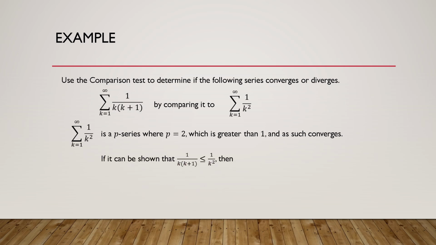If it can be shown that 1 over k times the quantity of k plus 1 is less than or equal to 1 over k squared, then the original series also converges. If we take 1 over k times the quantity of k plus 1 and distribute the k, we get 1 over k squared plus k. For every positive k, the only difference is adding another k to the denominator. Then 1 over k squared plus k will always be smaller than 1 over k squared. Therefore, the series converges.